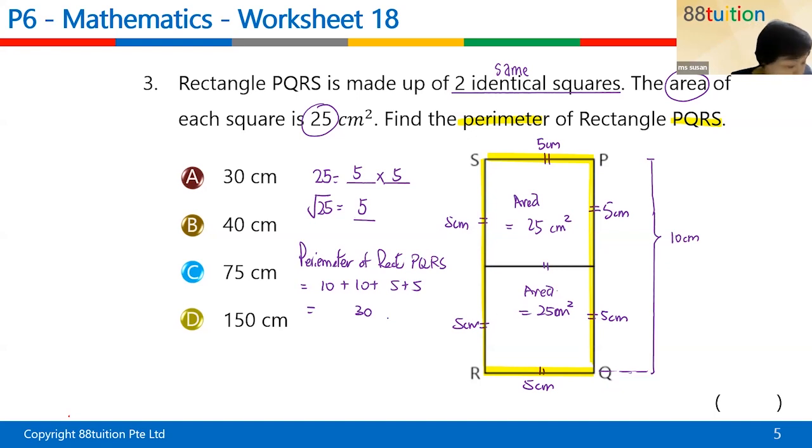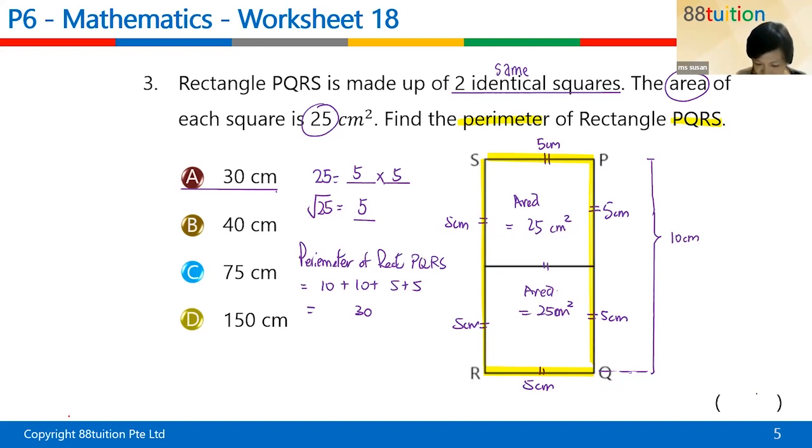Okay? Can? I thought the answer was 50. Wait, perimeter of PQRS is 25, 5, 30, right? Because I did 5 times 10. But they want perimeter. I found the area. Oh. Yeah. Okay. Can, no problem. Priya, that question will come later. No worries. Every question I'll go through.